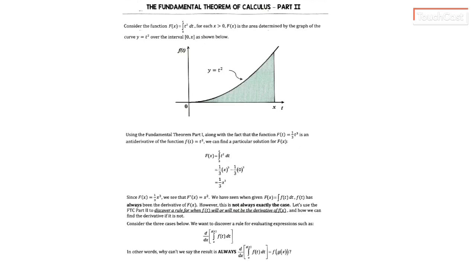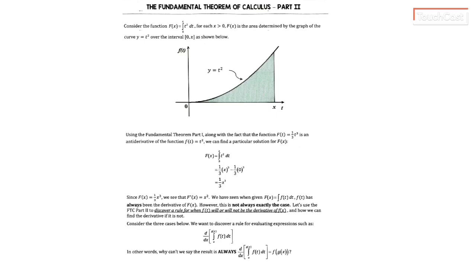We've seen when given big F is the indefinite integral of little f of t with respect to t, little f of t has always been the derivative of big F. However, this is not always exactly the case. We're going to use this part 2 of the Fundamental Theorem of Calculus to discover a rule for when it will or when it will not be the derivative of f, and how we can find that derivative if it is not. We can consider 3 cases, which we'll look at in our next example.